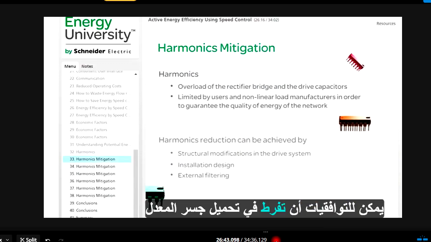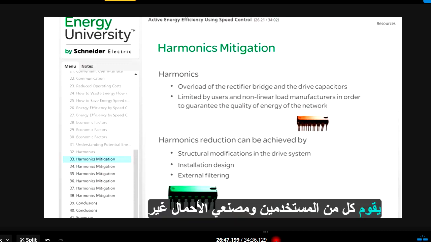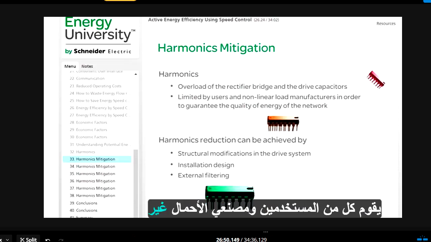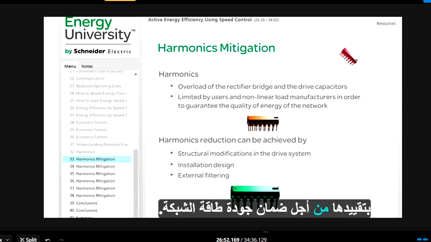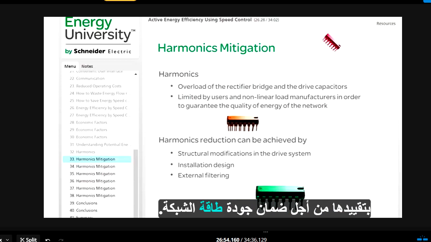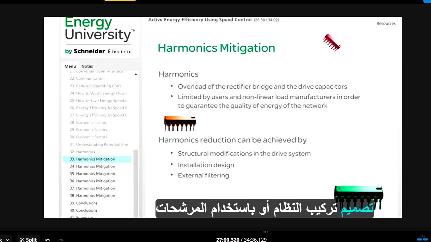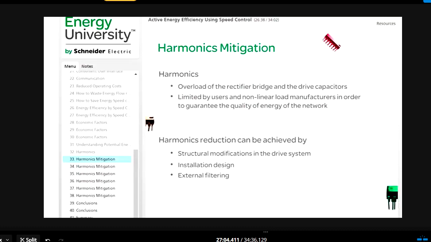Harmonics can overload the rectifier bridge and drive capacitors. Consequently, both users and nonlinear load manufacturers limit them in order to guarantee the quality of the energy of the network. Harmonics reduction can be achieved either by structural modifications in the drive system, installation design, or by using external filters.